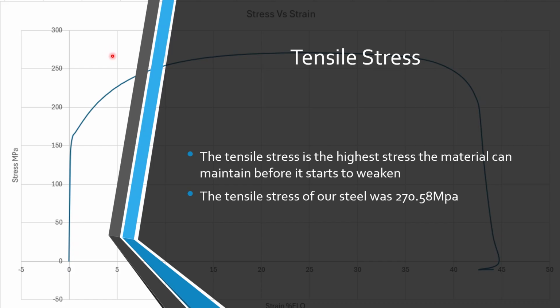And the tensile stress is simply defined as the maximum stress a material can maintain before it starts to weaken, or just where the material starts to have less stress and still keep elongating. That can simply be found by finding the highest point. And for us, that ended up being around 270.58, which was solved for just by using a max function on the data that we had gathered.